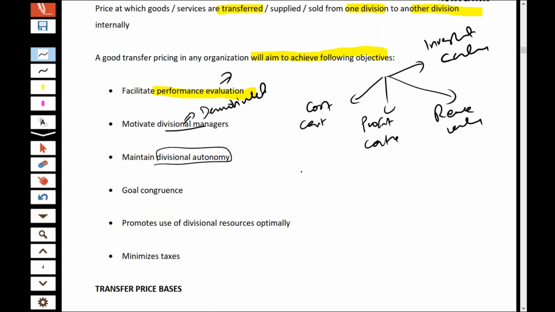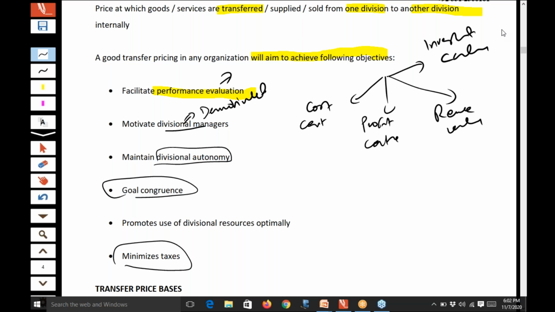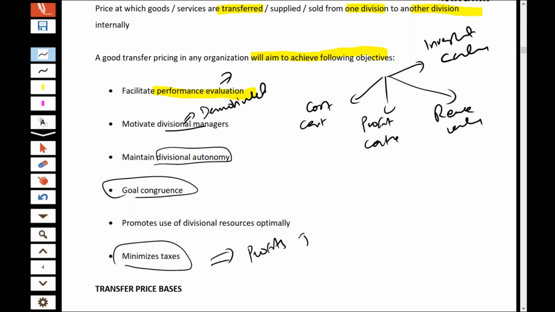Now, what next is there? The third thing is that the goal congruent behavior should be promoted. Then it should be such that it should minimize the taxes. The profits are transferred from the jurisdiction where there is a high rate of tax to the jurisdiction where there is a low rate of tax. So that could also be done.